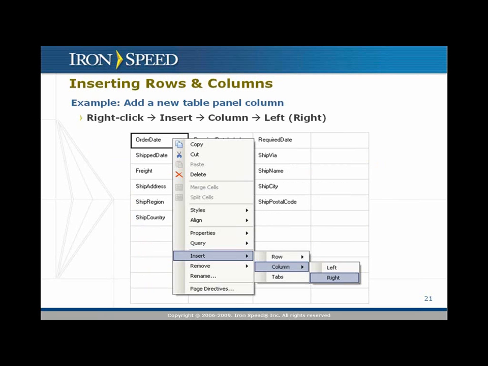Inserting rows and columns, merging rows and columns, and so forth works the same way it does in a spreadsheet. You do this by right-clicking and selecting Insert, Remove, or Merge and Split to accomplish those operations. In fact, you can access most anything through the right-click menus in IronSpeed Designer.